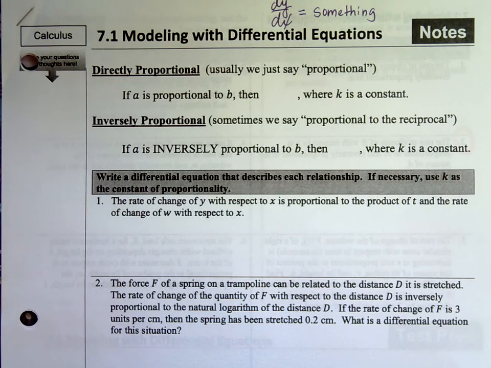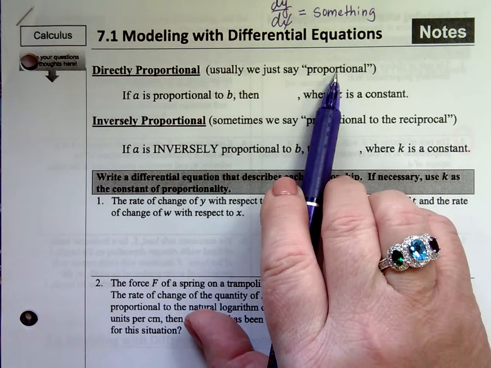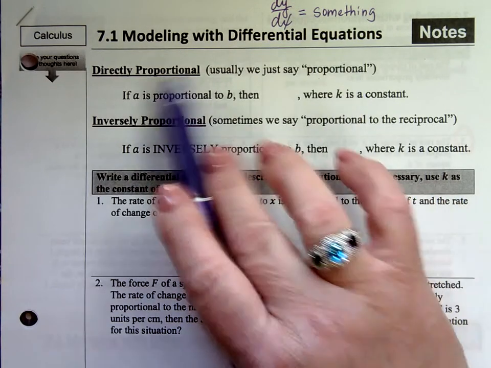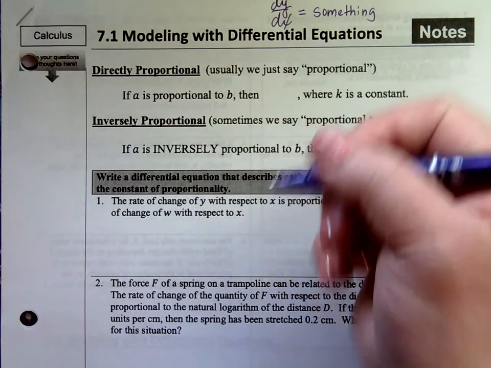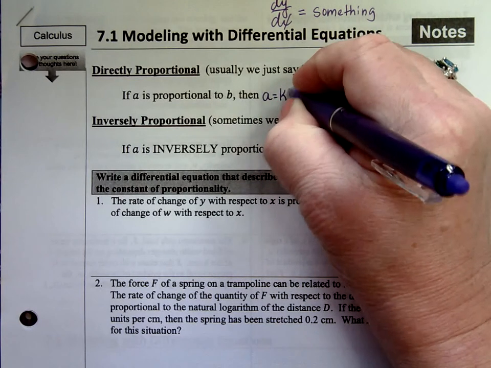So we're going to be looking today at verbiage. This almost seems more like an English class than a math class. You're taking the words and translating them into a math equation. The words that are going to give us a key as to how to set up equations are either directly proportional, or most times they just use the word proportional and assume it's directly proportional. So if you see proportional, you follow this pattern: if A is proportional to B, then A equals some constant k times b.